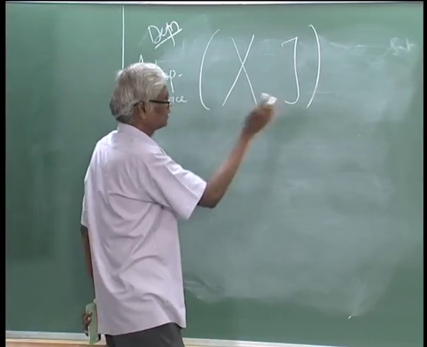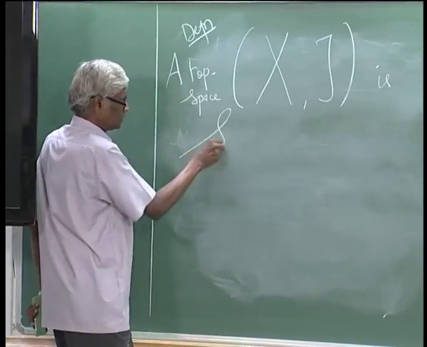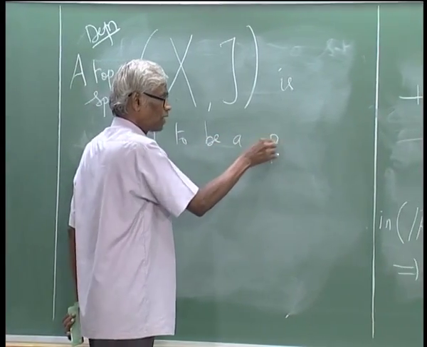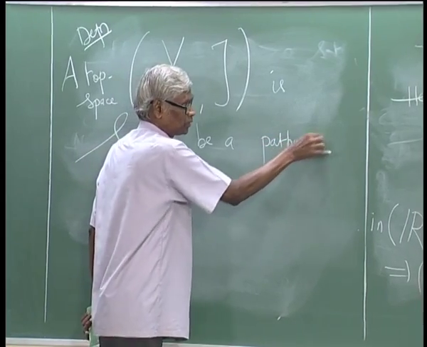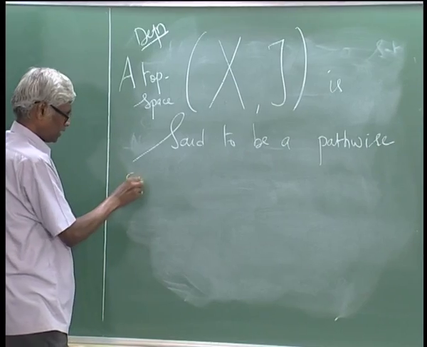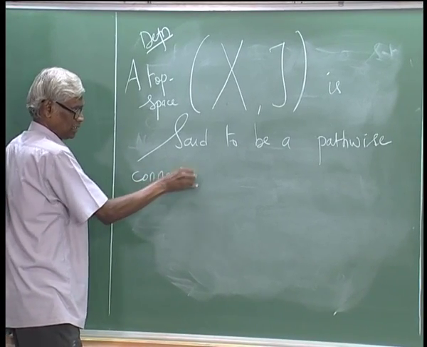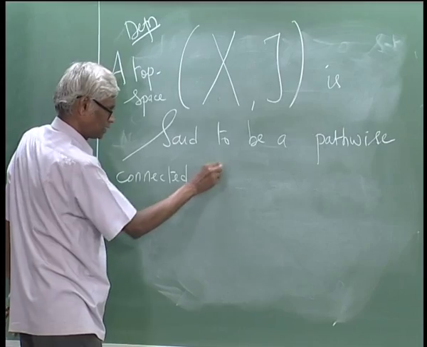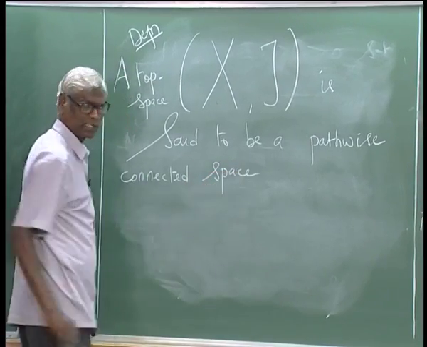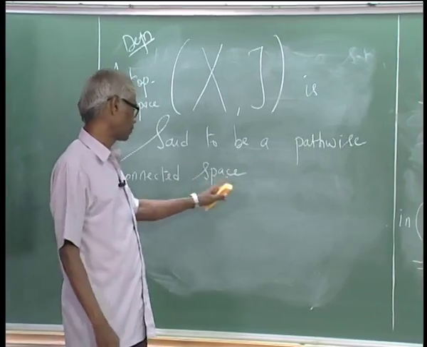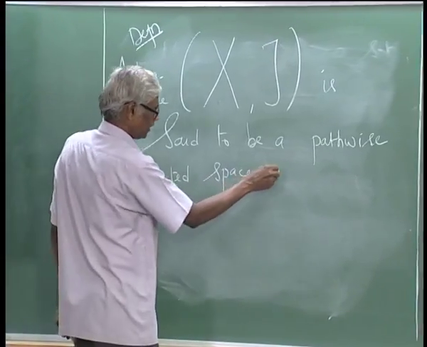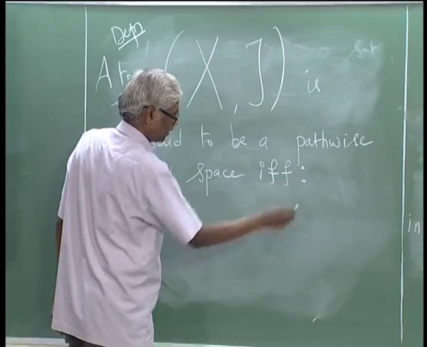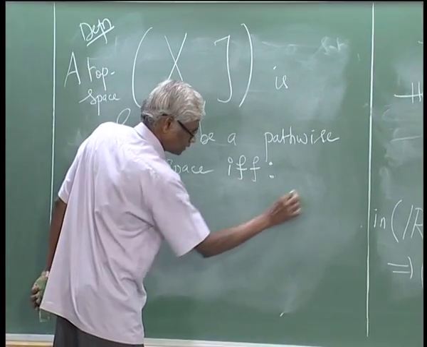A topological space (X, tau) is said to be a pathwise connected topological space, or we just say pathwise connected space, if and only if, again if or if and only if, one and the same.